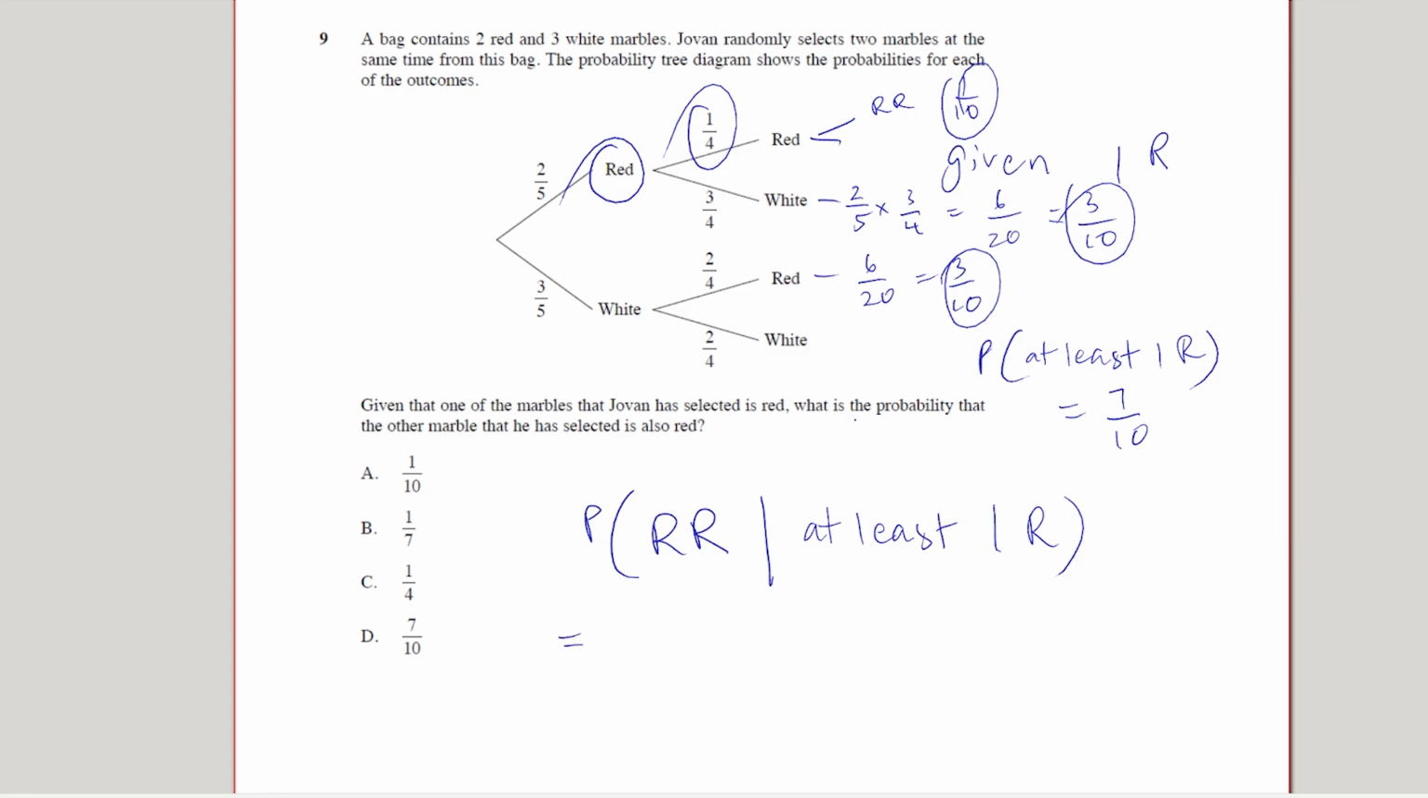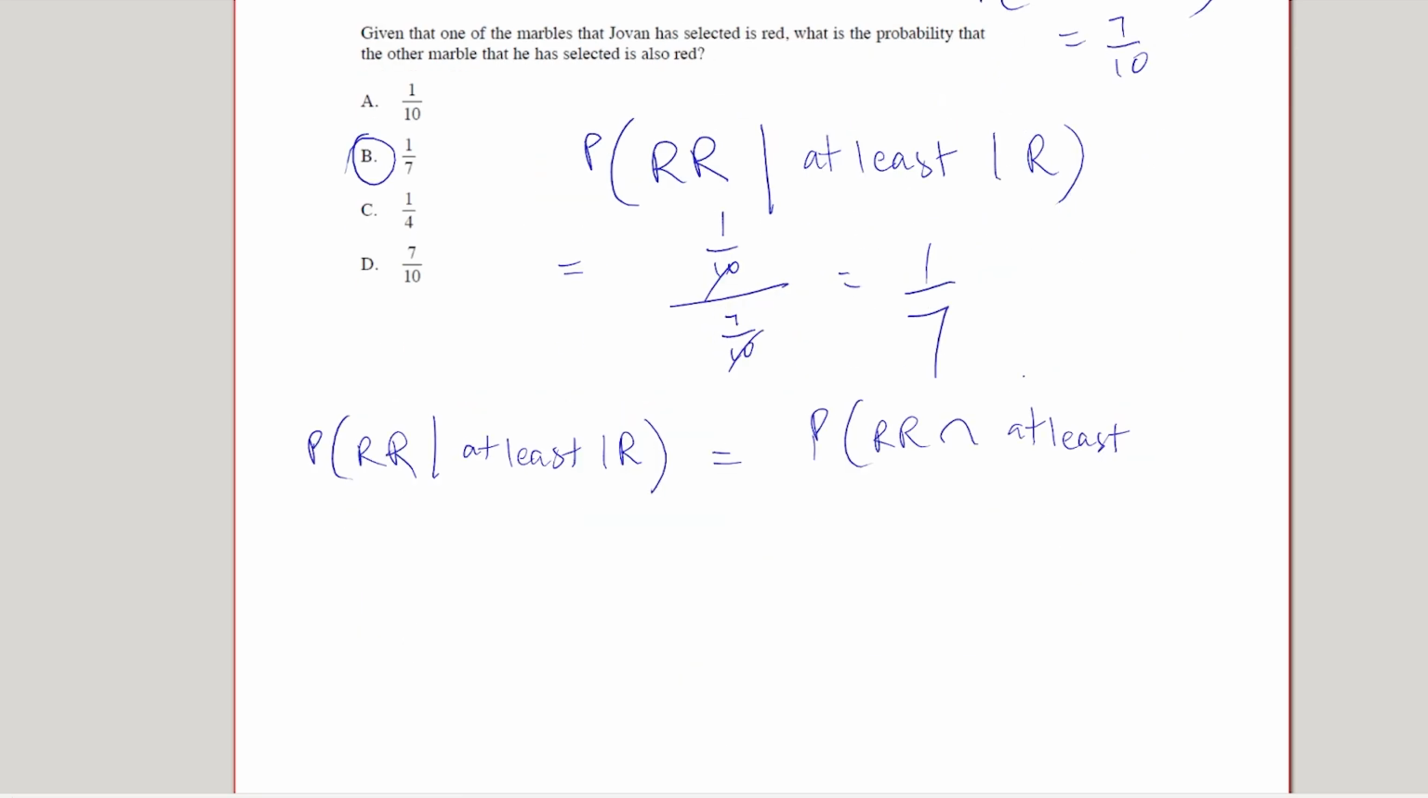So what you want to do now is do 1/10 over 7/10, which is 1/7. But you might be asking, why did I just divide this and this, and why isn't the formula 1R? Why did I go from this to this?